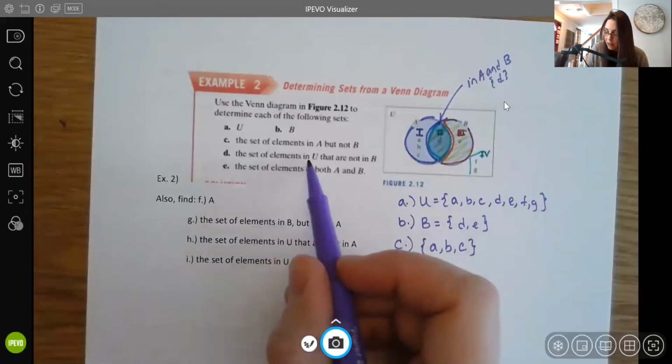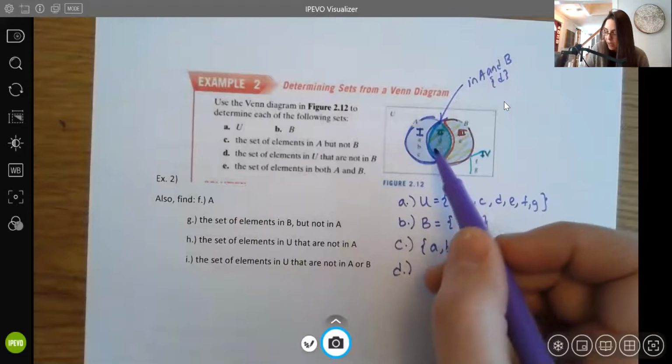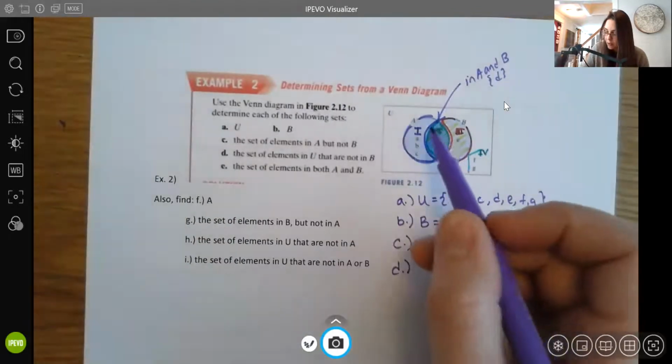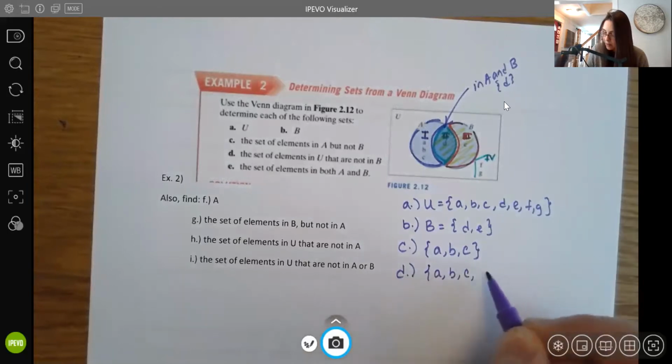The set of elements in U that are not in B. So again, I want the universal set, but I don't want to include any of those elements in B. So what do I have left? I have A, B, C, F, and G.